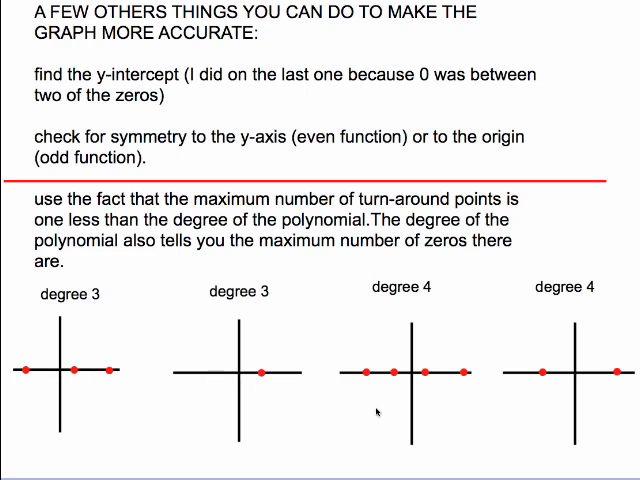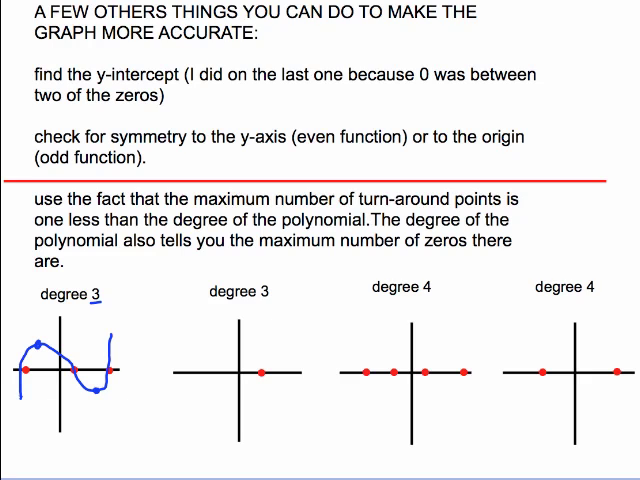So I've drawn out a couple of possibilities. This does not cover all of the possibilities. This is just a couple examples so that you can understand this definition. Degree 3 can cross the axis at most 3 times. So I've given you 3 zeros. This is telling me that the maximum number of turnaround points is 1 less than that. So this thing can turn around twice at most. The most logical thing on this is to come up, come back down, come up, and there's our 2 turnaround points. That does not have to be what the picture looks like.